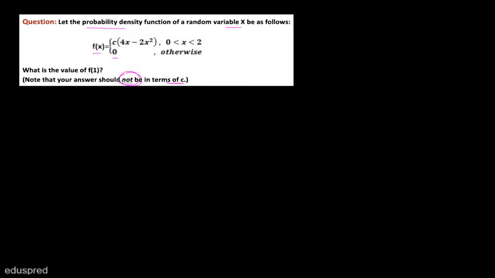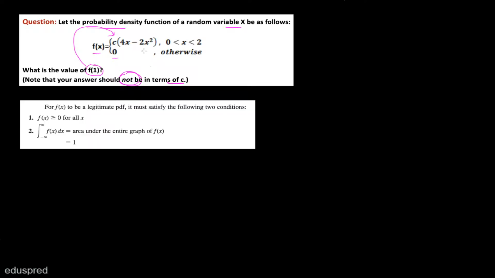Because our answer cannot be in terms of c, before we figure out the value of f of 1, we first have to figure out the value of this c. To figure out the value of c, I'm going to use this condition. In this question, we are working with a continuous random variable. So this x that we have over here is a continuous random variable. It can take any value in this particular range, and this is the probability density function for that. So now let's use this second condition to figure out the value of c.